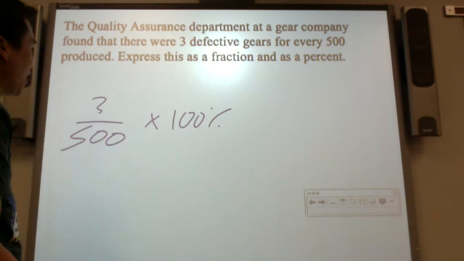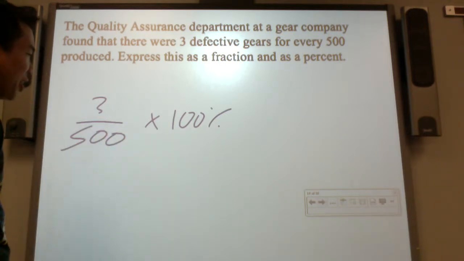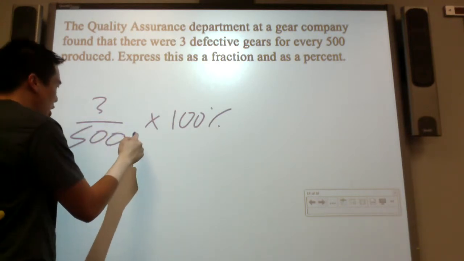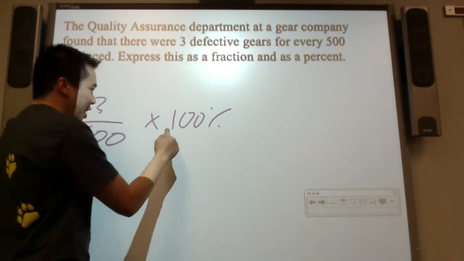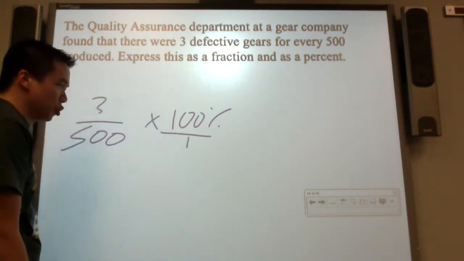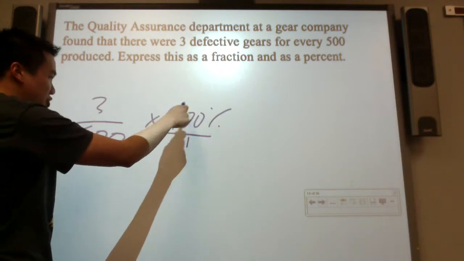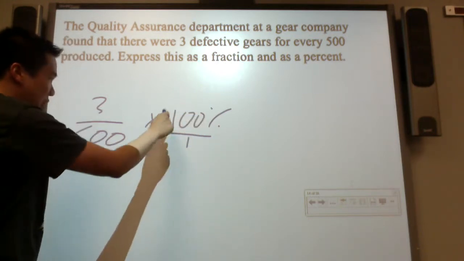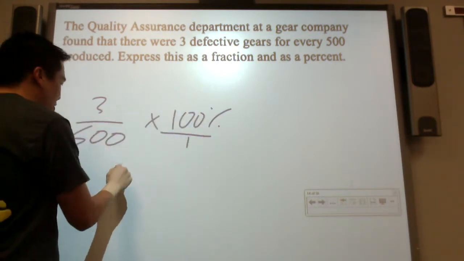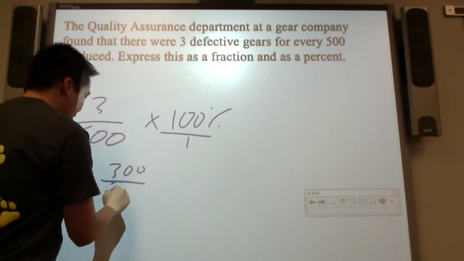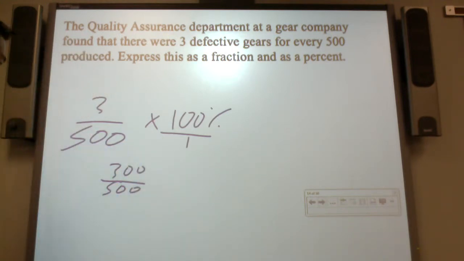So what is 3/500 times 100%? What do you remember about multiplying fractions? You have a 100 right there. Turn it into a fraction by putting a 1 underneath it. So now it's an improper fraction. 3 times 100 is 300. 500 times 1 is 500. So you have 300 over 500.